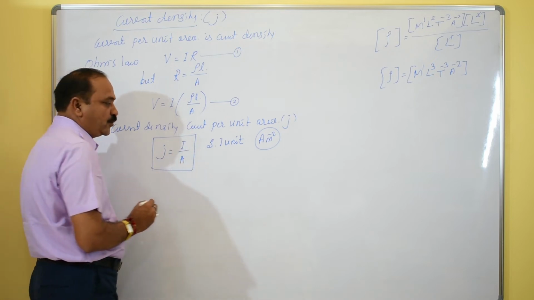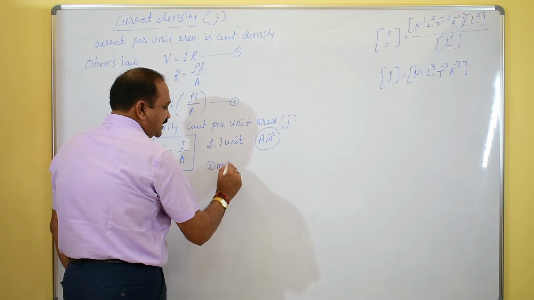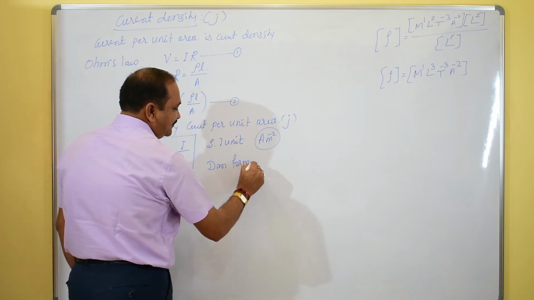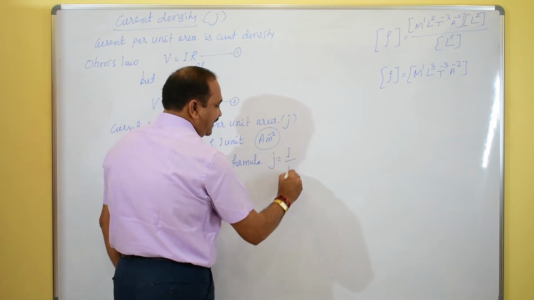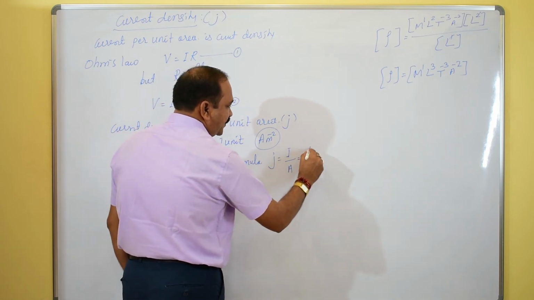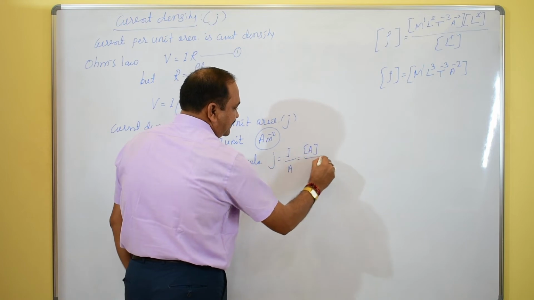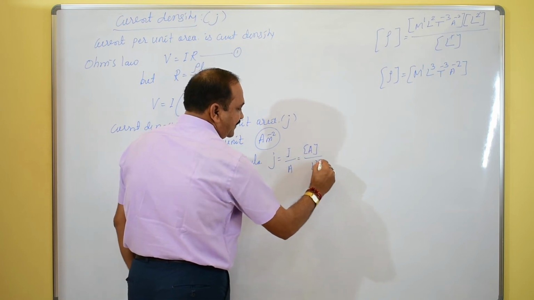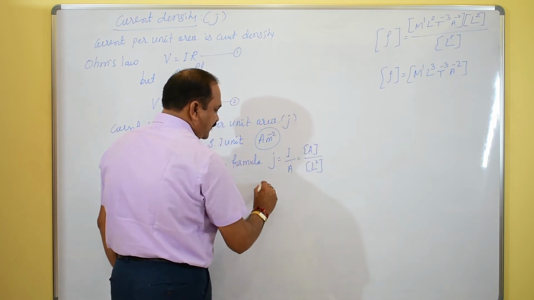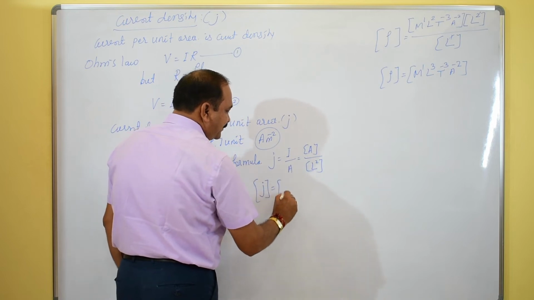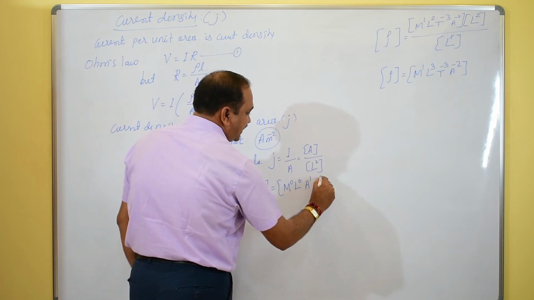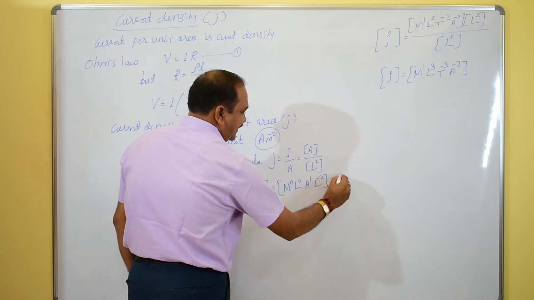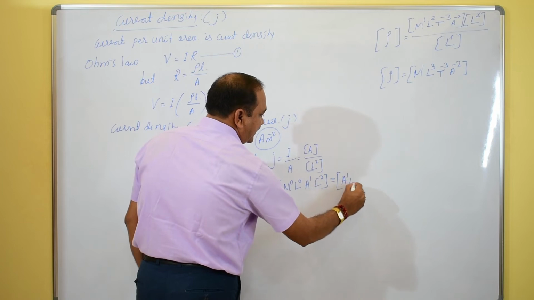How do we write the dimensional formula? As usual, J equal to I by A. I is ampere, and area is meter square, L square. You must know that the dimensional formula for current density is M naught, L naught, A1, L minus 2. Simply A1, L minus 2.